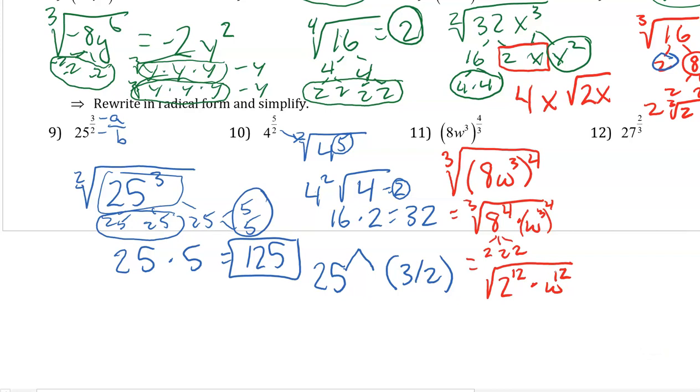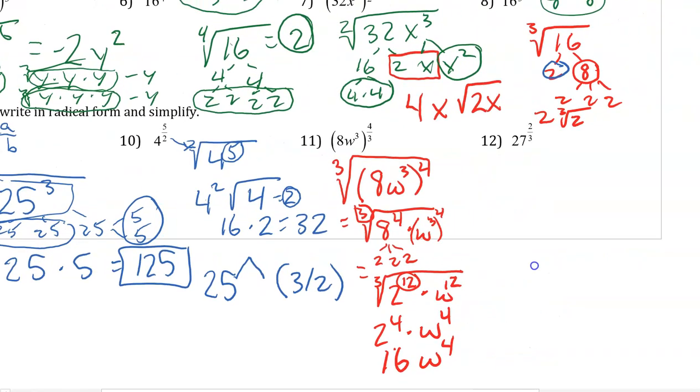When we take the cube root of that, we take our exponent and divide that by our root. So this will be 2 to the 4th times w to the 4th. If you want to work it out, 2 to the 4th is 16, so 16 w to the 4th.